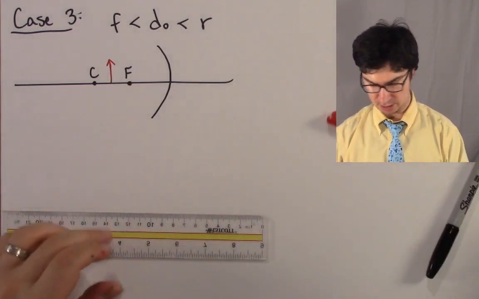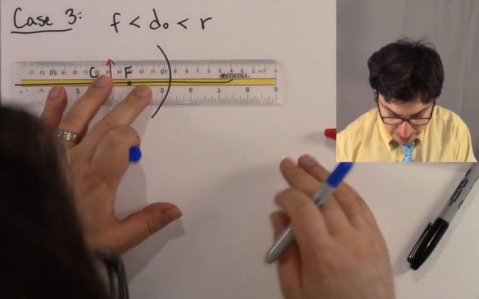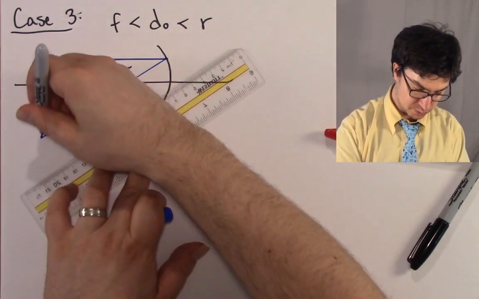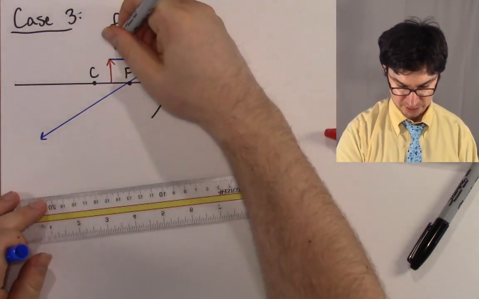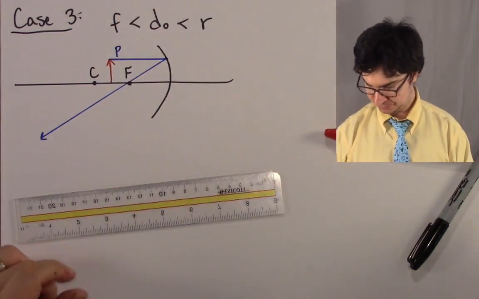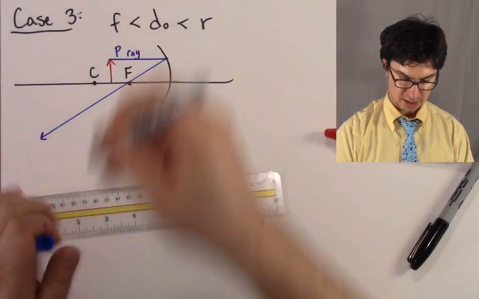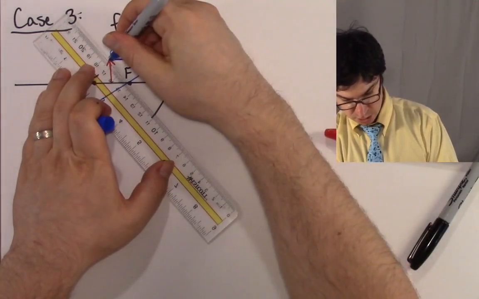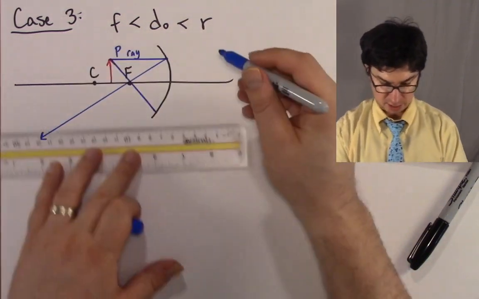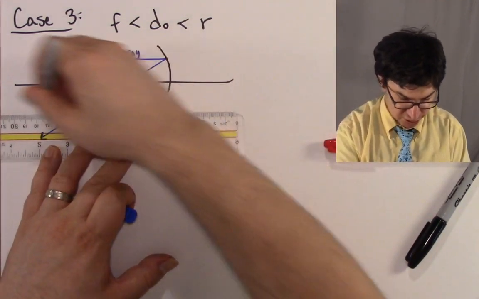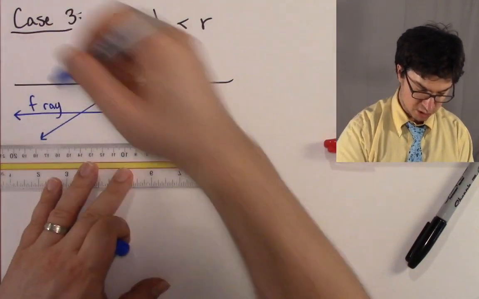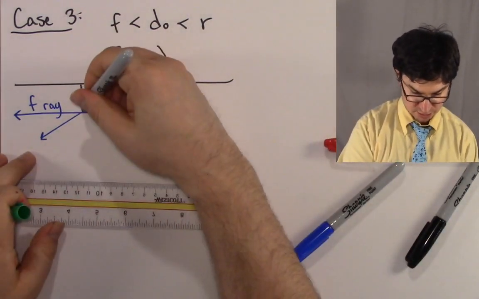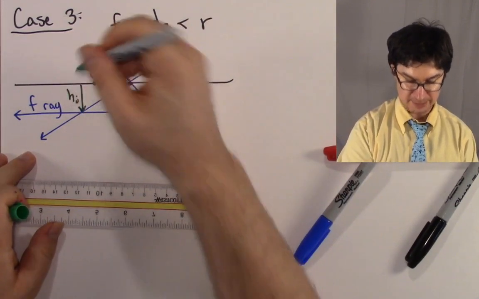Let's start out with our P-ray. The P-ray aims parallel, and it's going to reflect through the focal point. Okay, so here is our P-ray, and let's label the F-ray. The F-ray is going to aim at the focal point, so it aims down here, and it's going to reflect parallel to the principal axis. Just like that, and this will be our F-ray. Alright, where do they intersect? They intersect way over here. This is going to be our image height.